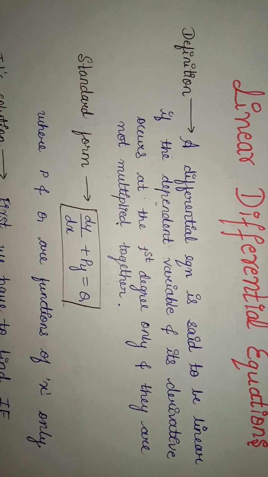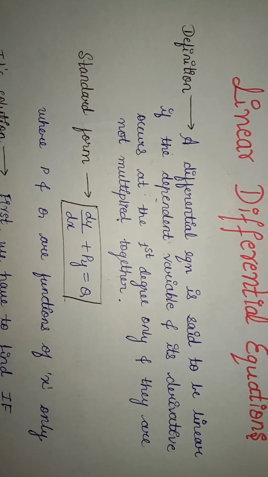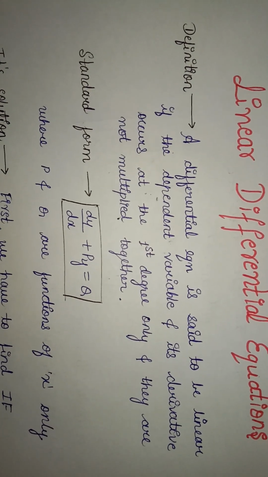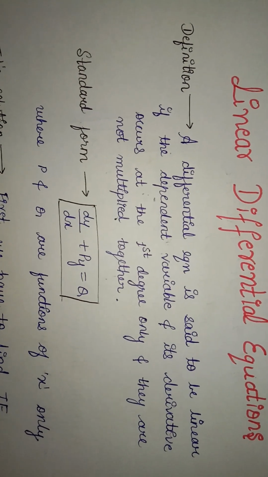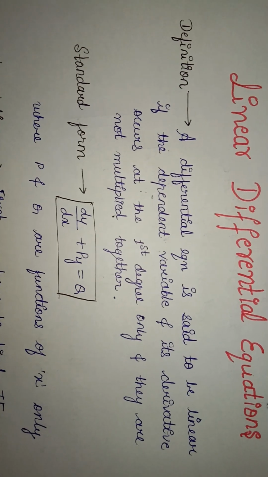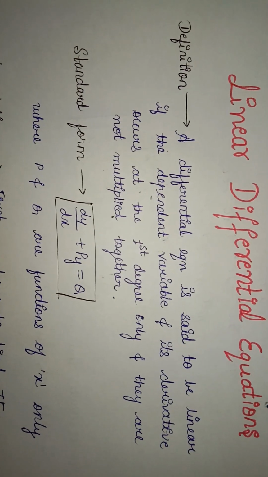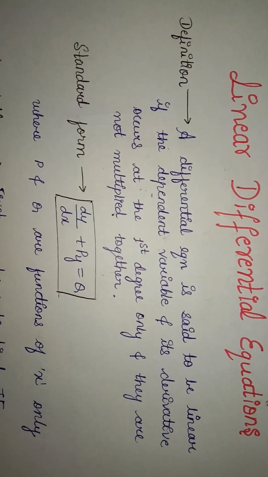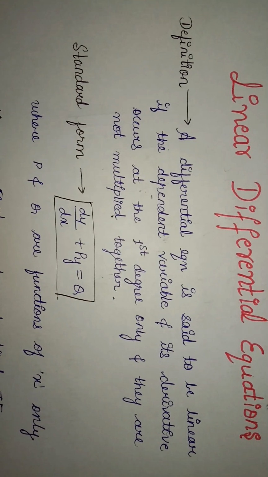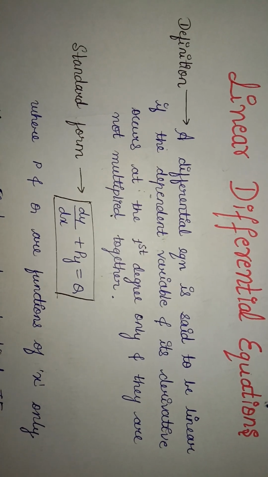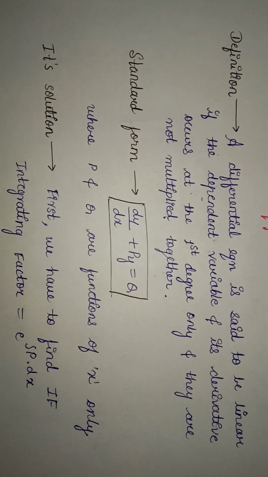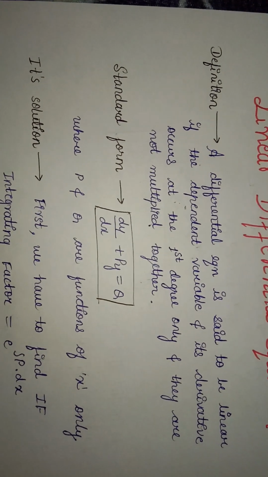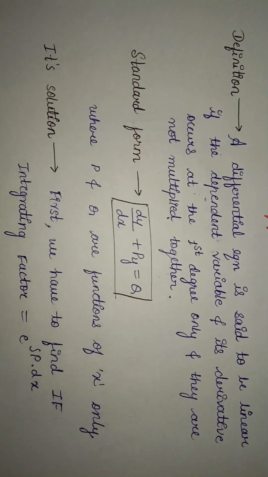For example, in the standard form dy by dx plus py is equal to q, y is the dependent variable and x is independent. So the dependent variable and its derivative, which is dy by dx, are not multiplied together. It's dy by dx plus py is equal to q. Here p and q are functions of x. So when we have this equation, now it's time to find its solution.